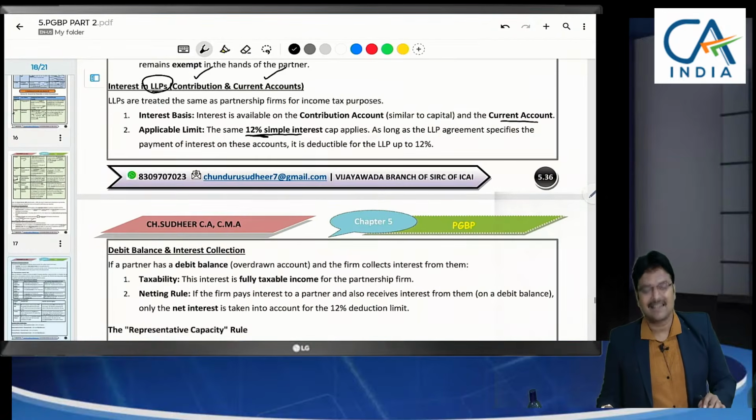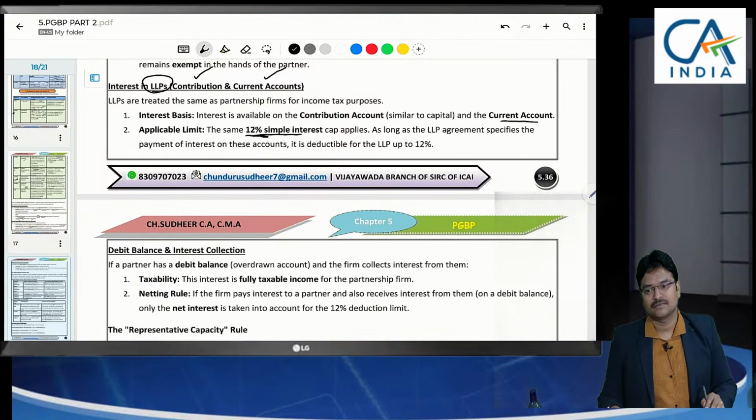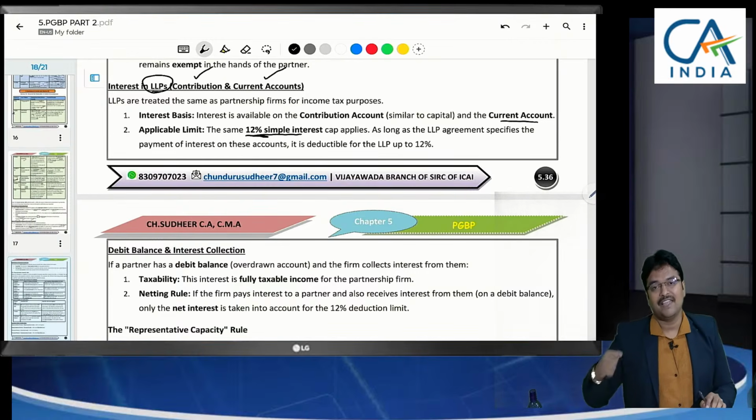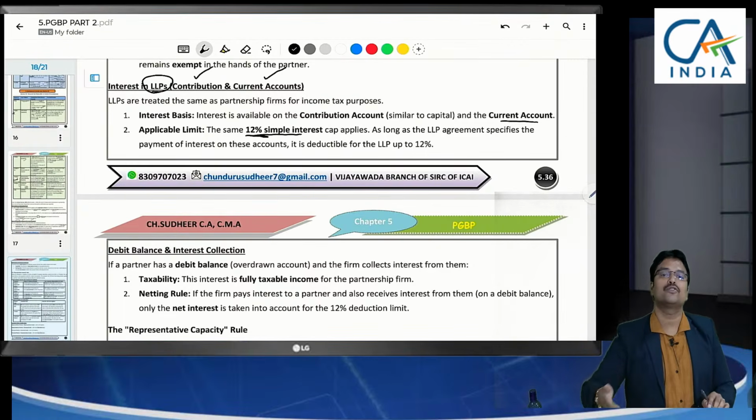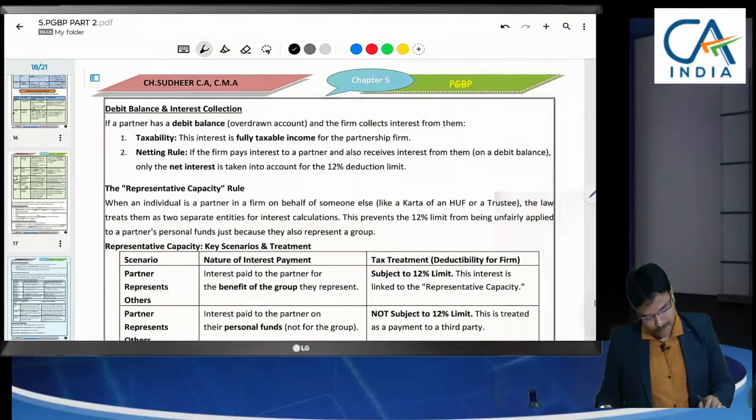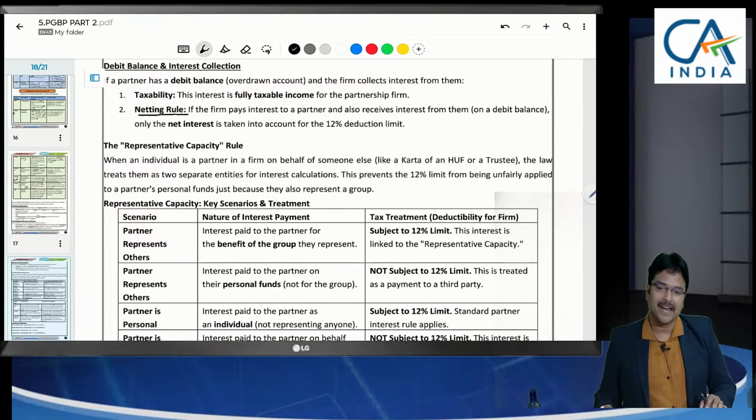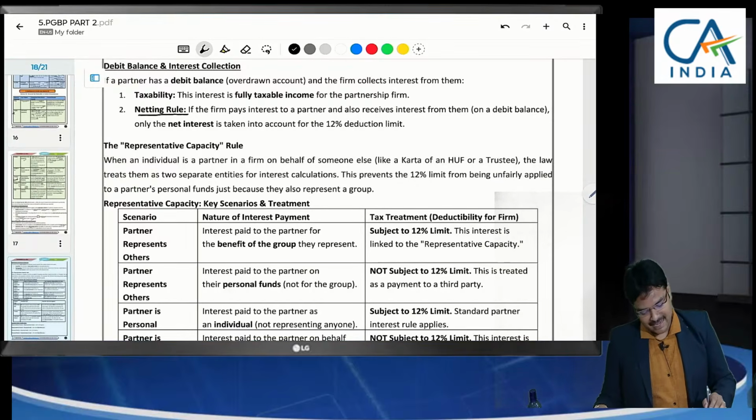Sir, some partners have withdrawn in excess of their capital. Some partners have introduced capital. When they introduced capital, the firm will pay interest to them. If they have drawn excess over their capital, they have to pay interest to the firm. Now, what has to be considered? Net amount only will be considered. Interest paid to the partner, interest received from the partner, net amount only will be considered.